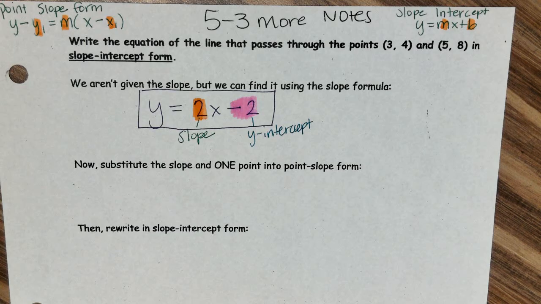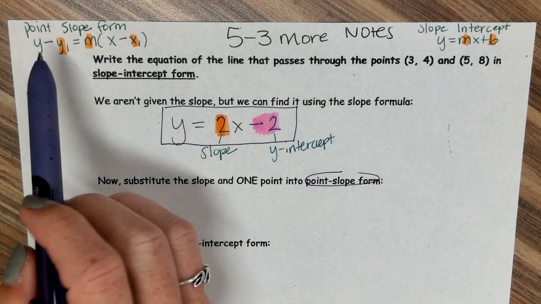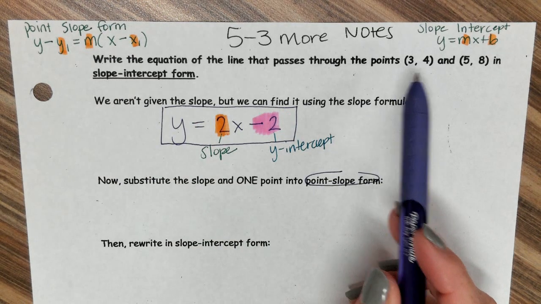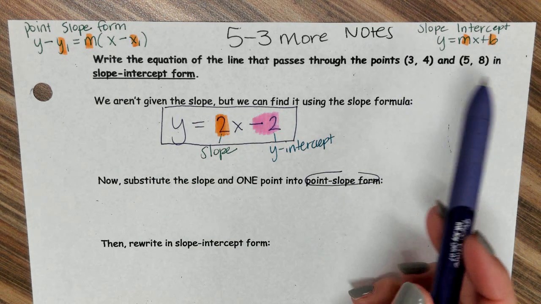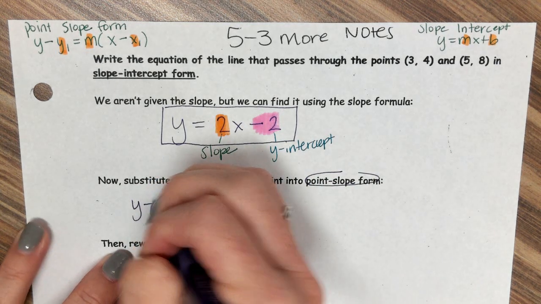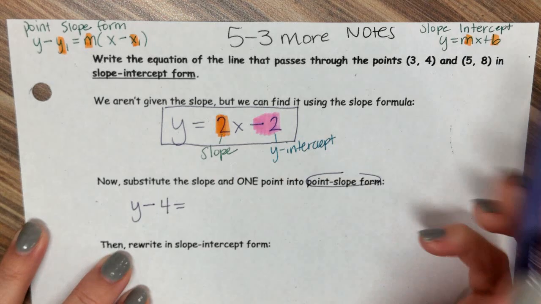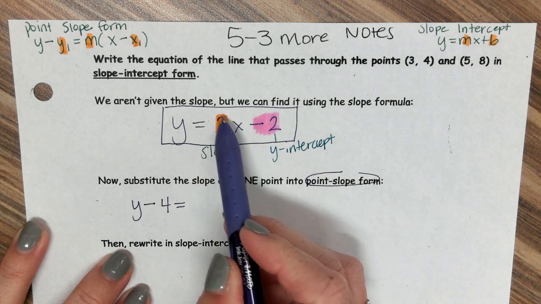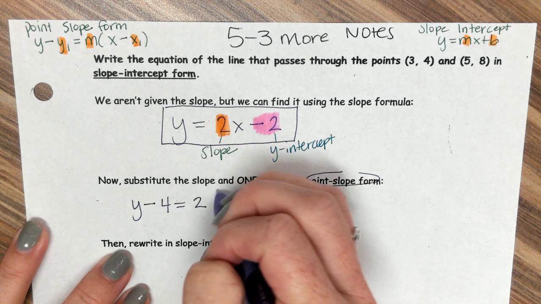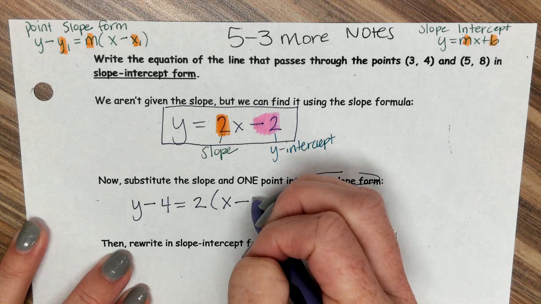Now it wants us to take those points and write it in point-slope form. So that's this equation. So which one of those points do y'all want to use? 3 and 4? Okay, so we're going to do y minus, what is the y value? 4 equals m. What's the m? We set it up here. 2. Open parentheses, x minus, what's the x value? 3.